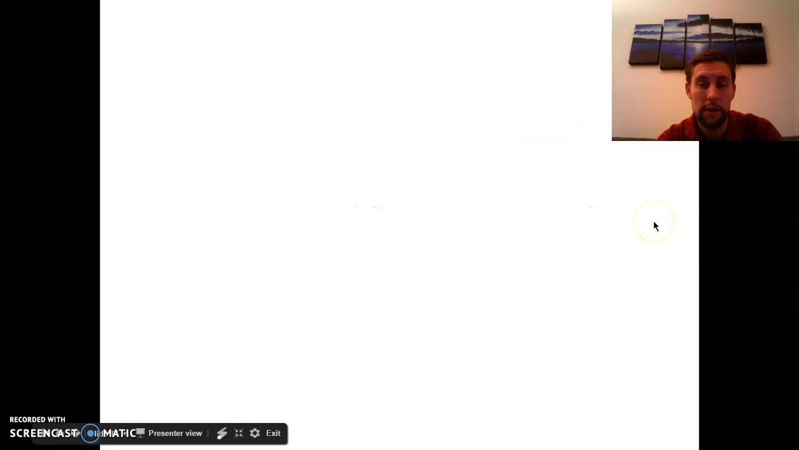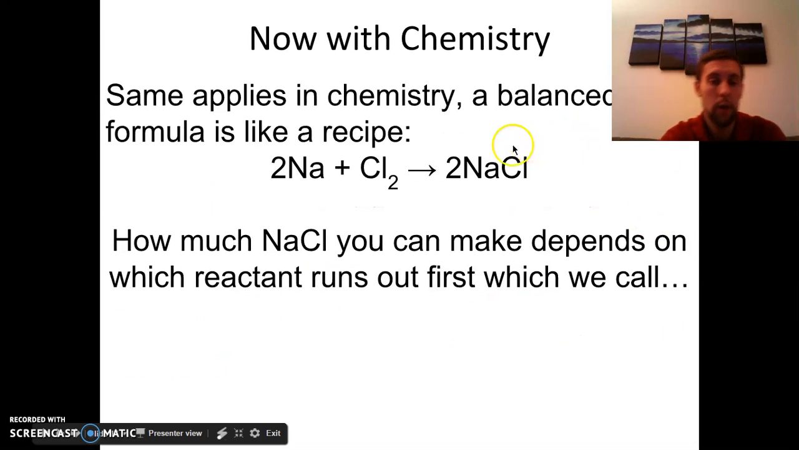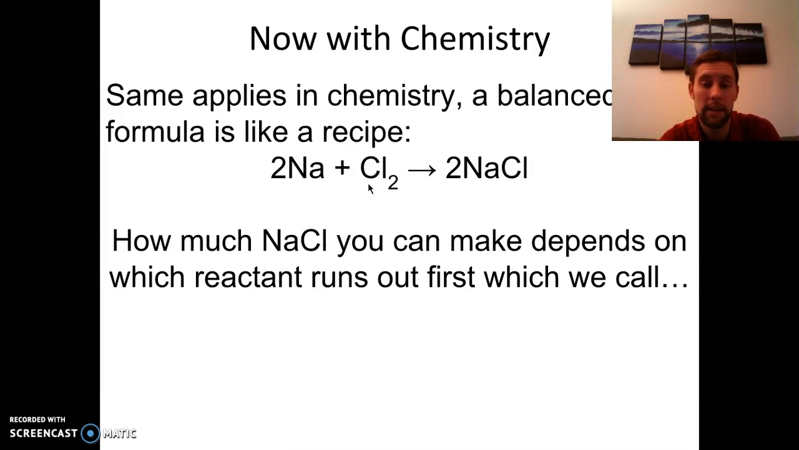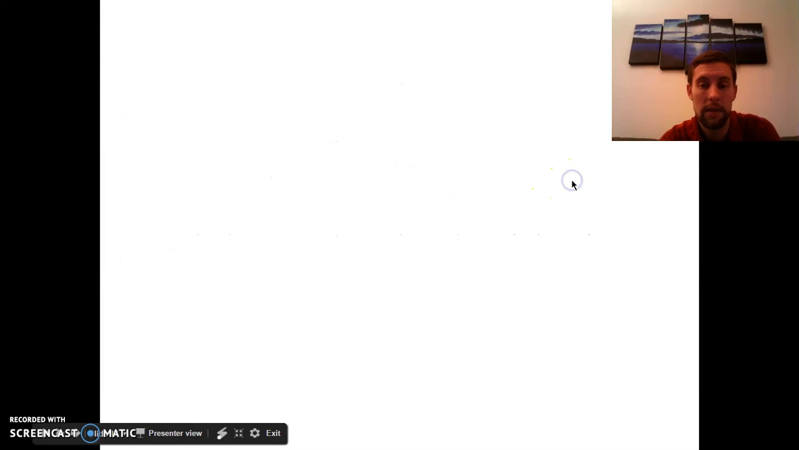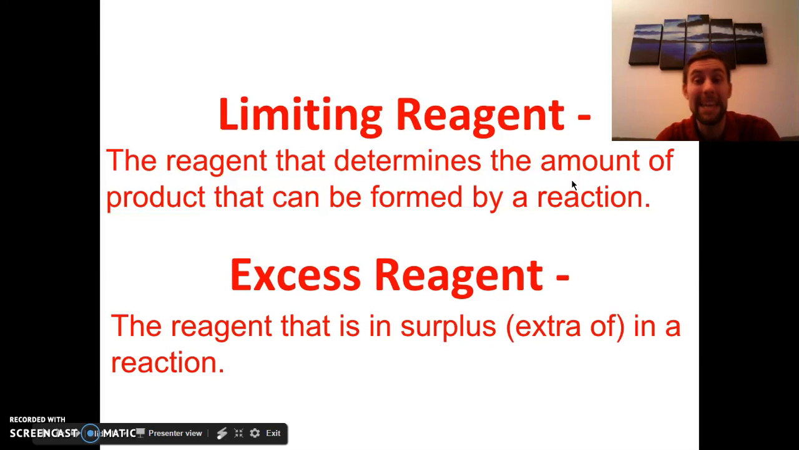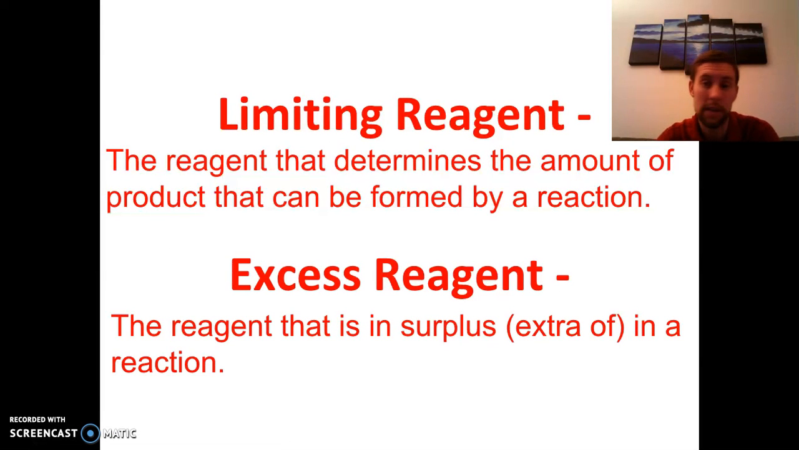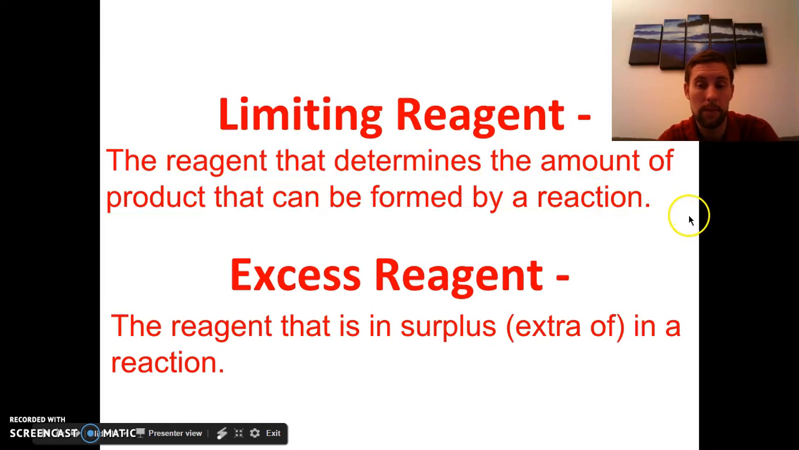So if we go back for a second, if we only had a little bit of sodium and it runs out, and we have a lot of chlorine, there'd be extra chlorine, an excess, more than we need. Ideally, you want to have an even amount of both. That's not always the case when you're doing a reaction.